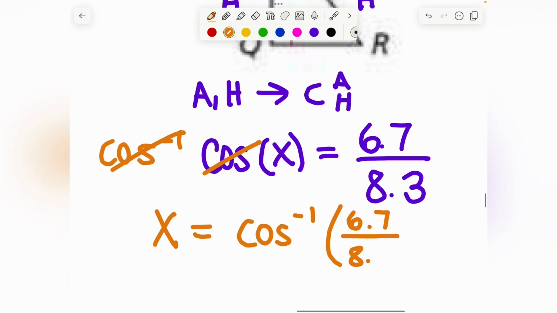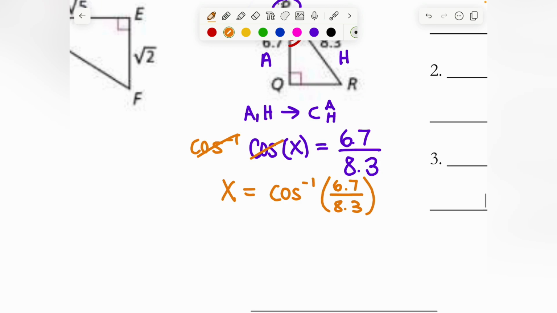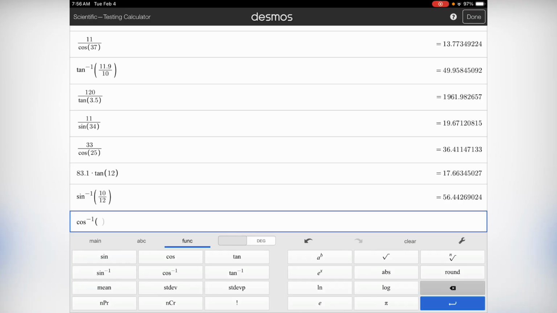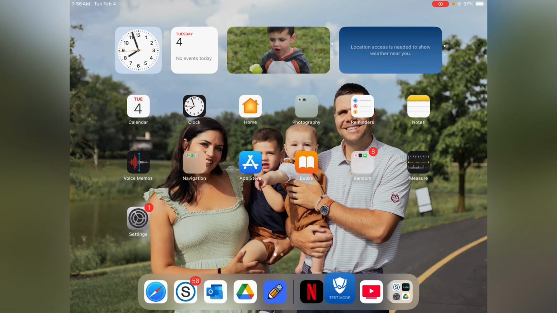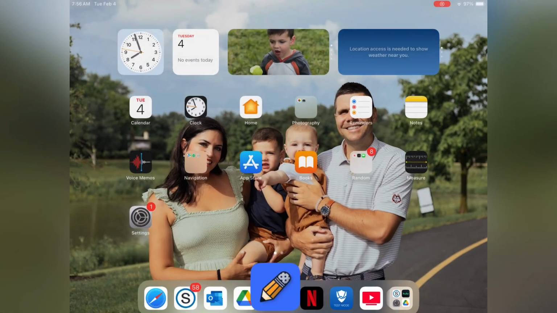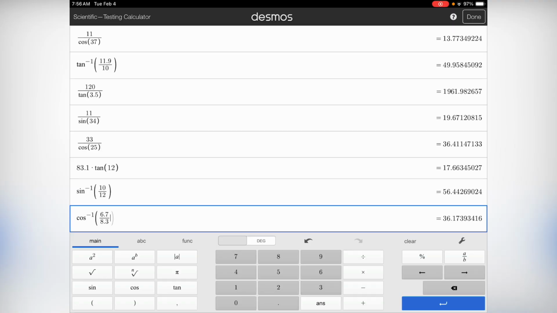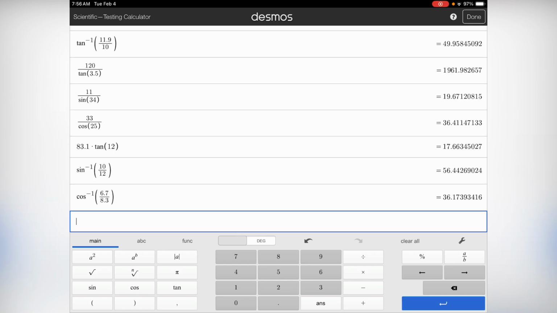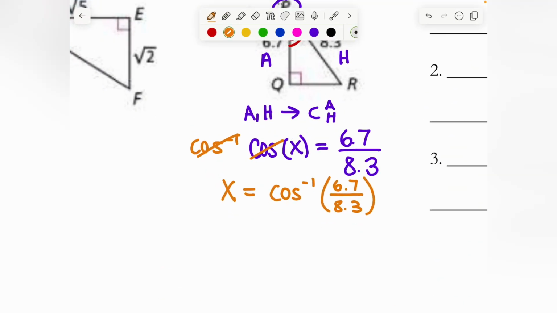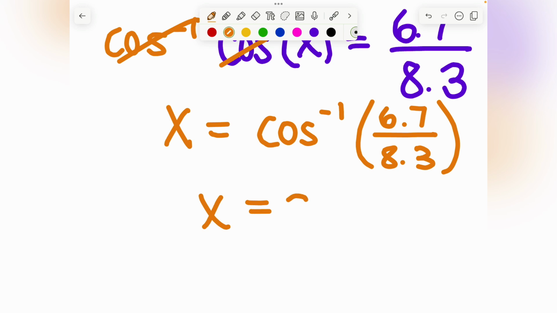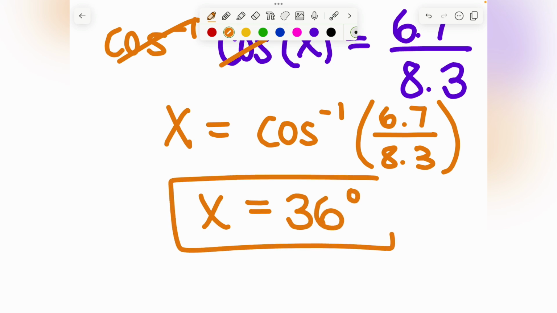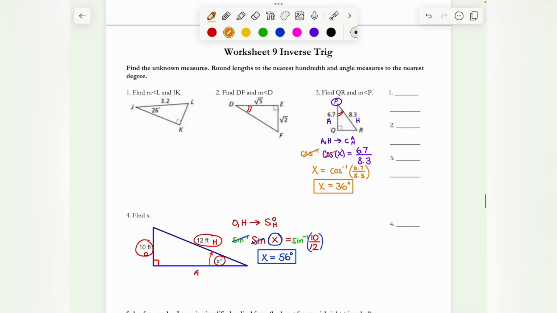6.7 over 8.3. I'm going to go to my calculator. I'm going to go to function, cosine inverse. I forgot. 6.7 over 8.3. And I get 36.17, so 36 degrees. And that's it. So that's how you can use sine, cosine, and tangent to find missing sides and angles. Hopefully this video helps.